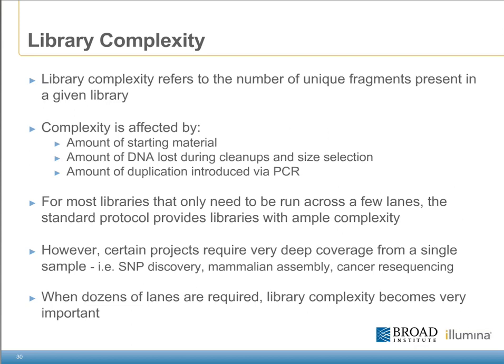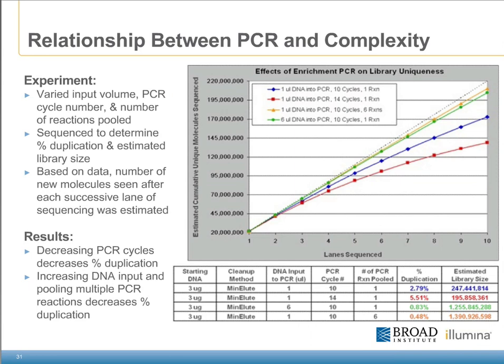But for certain projects, especially for very deep coverage libraries where you have to get to 30x, 60x with one library, complexity becomes more important. A lot of projects such as SNP discovery, mammalian assembly, and cancer resequencing fall in this category. So there is a big relationship between PCR and complexity. I'm going to walk through an experiment that we did looking at how PCR can affect the duplication that you see in the final library.